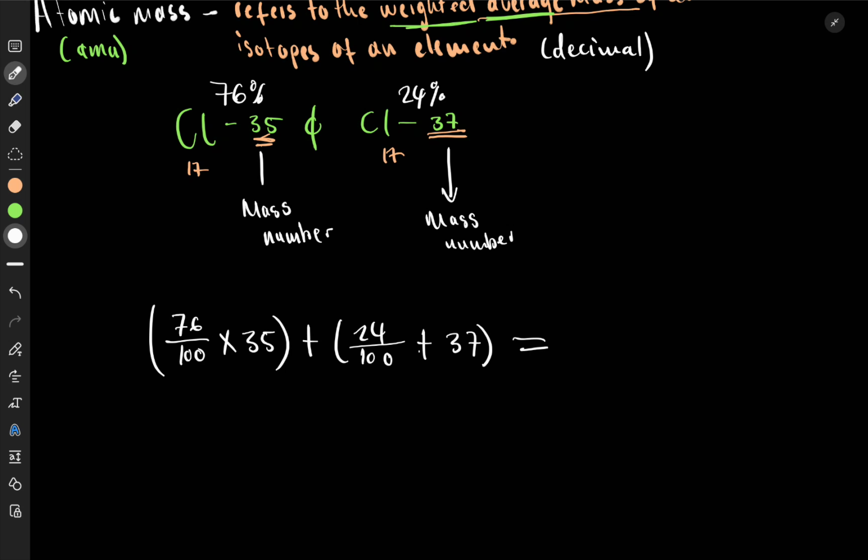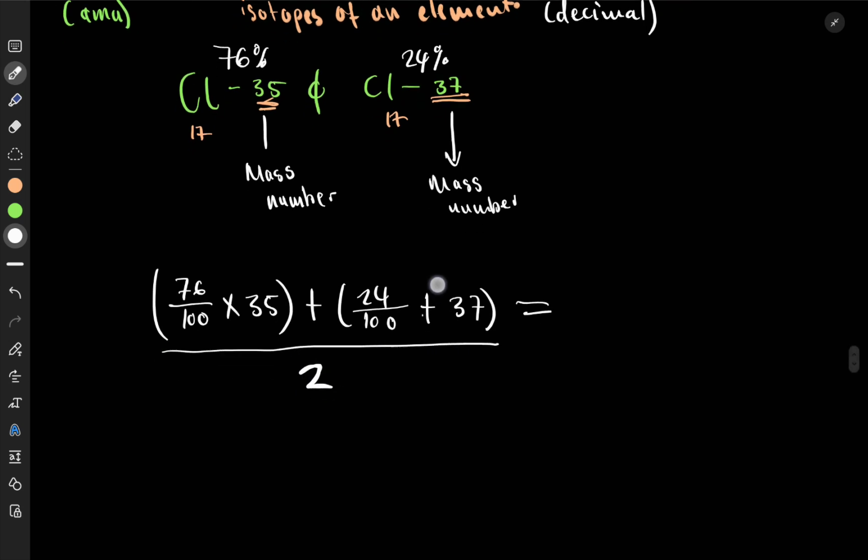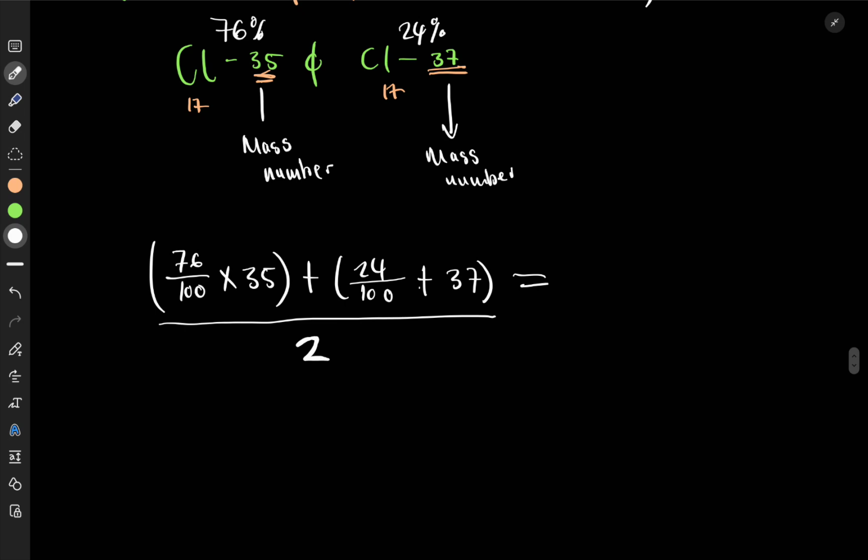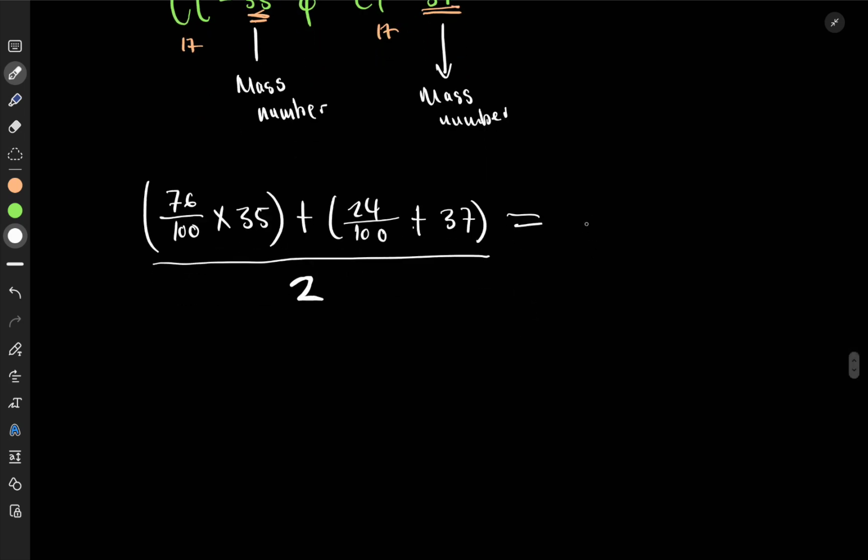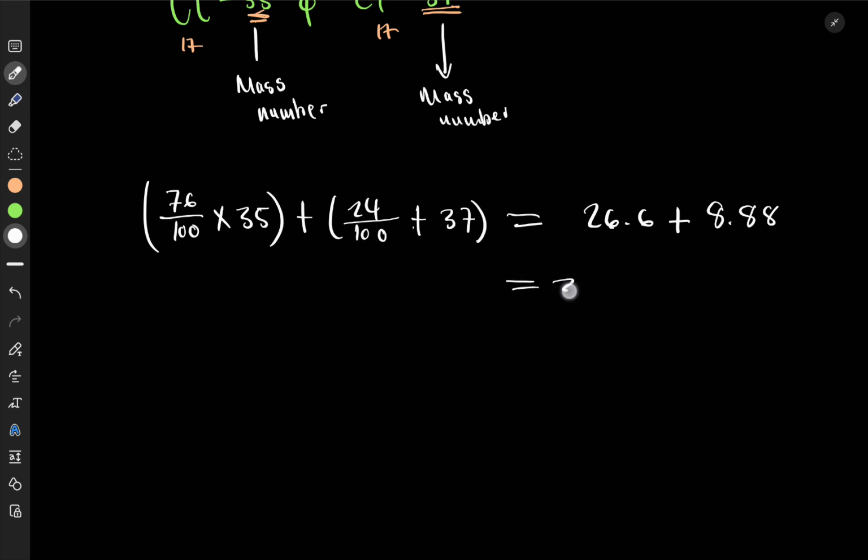So here I would say 0.76 times 35. I would get 26.6. Then I'm going to divide by 2 because there'll be 2 of them, right? Because it's an average, you sum, then you divide by 2. So this would be 26.6 plus the other one, 0.24 times 37, chlorine-37. You'd get 8.88. Oh, so no division by 2. 26.6 plus 8.88, here I'll get 35.48. I'm sorry.